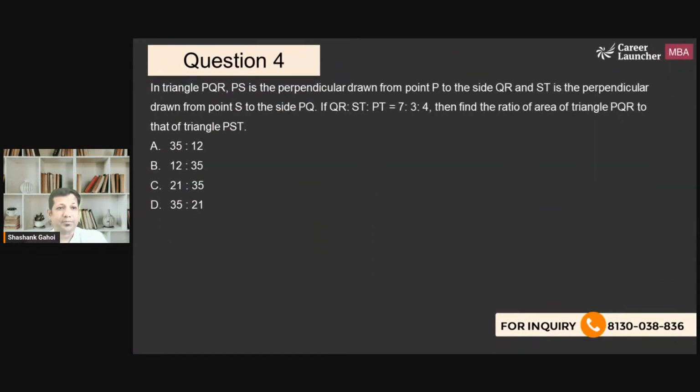What does it say? In a triangle PQR, so this is a question of geometry. As soon as you see a geometry question, what are you supposed to do? Always draw the figure. If you are not drawing the figure, then you might not get the answer. So PQR is a triangle. This is P, this we have as Q, this we have as R. Now PS is a perpendicular drawn from P to QR. So I'm drawing a perpendicular. This is P and this is S.